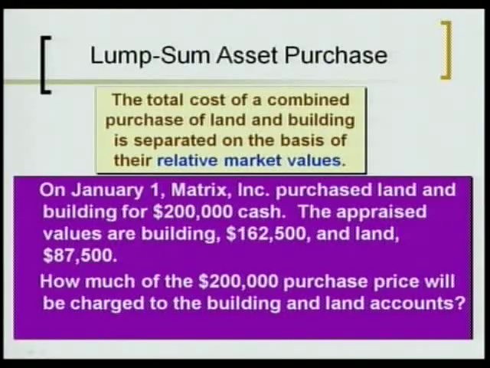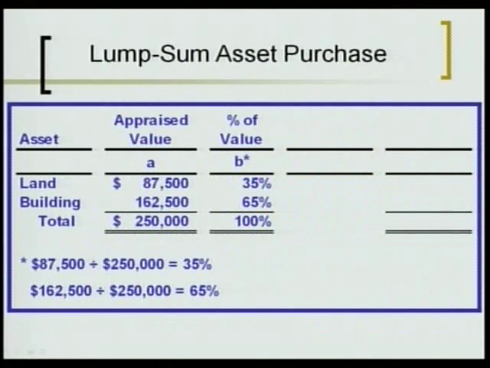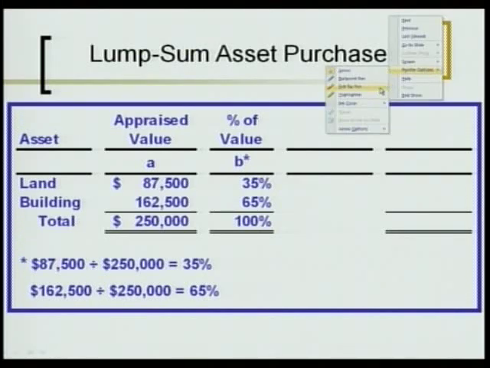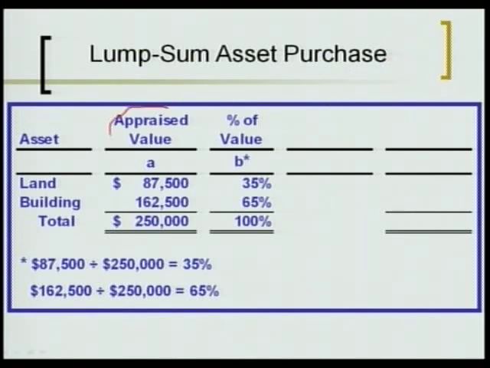Well, how are we going to do this? Well, we're going to use those appraised values. We're not going to record the assets at the appraised values because that's not $200,000, but we can use that in our allocation process, and here's how we do it. We take those appraised values for the land and the building of 87.5 and 162.5, and we recognize that the total of that is 250. Well, 87.5 divided by 250,000 is 35%. 162.5 divided by 250,000 is 65%.